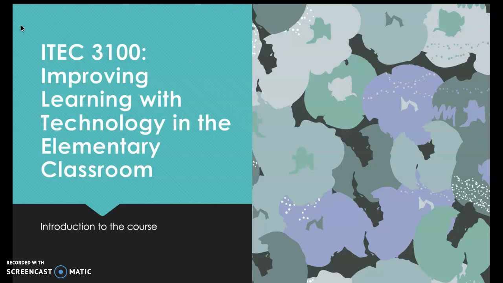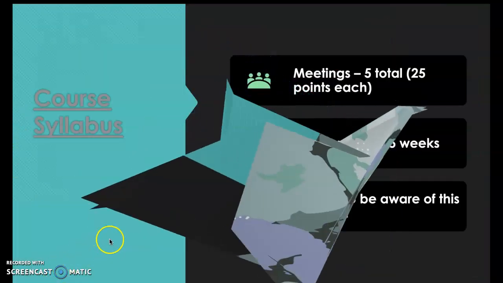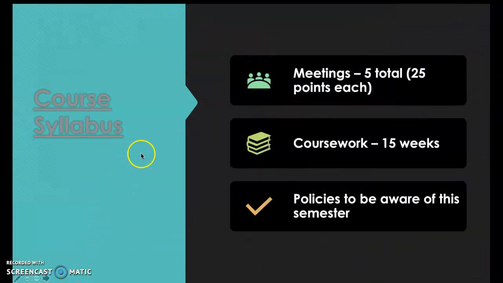This quick presentation will cover some of the basic parts of the course, how to navigate the course, and what you'll need to do next. We'll also cover the course syllabus. Please remember that you have 5 total online meetings. The rest will be independent online work, and your coursework will last 15 weeks. We'll also discuss some of the policies that you need to be aware of this semester.